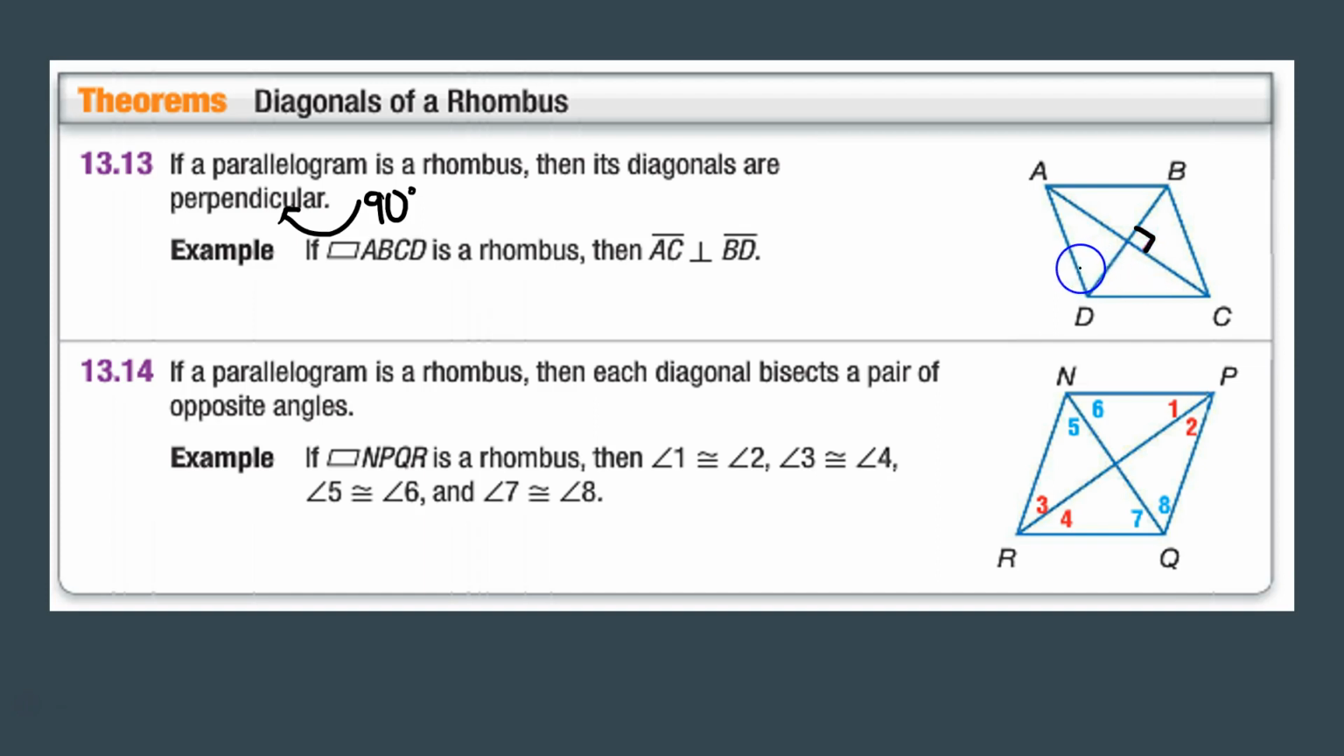Then, if a parallelogram is a rhombus, then each diagonal bisects a pair of opposite angles. So if rhombus NPQR is in fact a rhombus, then angles 1 and 2 are congruent to each other, 3 and 4 are congruent to each other, 5 and 6 are congruent to each other, and 7 and 8 would also be congruent to each other.